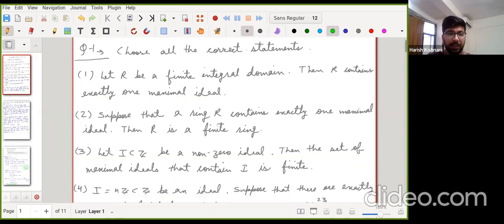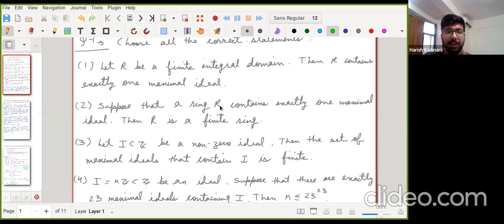Now, what about the second statement? Suppose that a ring R contains exactly one maximal ideal, then R is a finite ring. So it's like a converse of the first statement. If R has exactly one maximal ideal, can you say that R is a finite ring? Not necessarily an integral domain, but whether the ring is finite or not. So do you want to put any comment on it, Muthu?